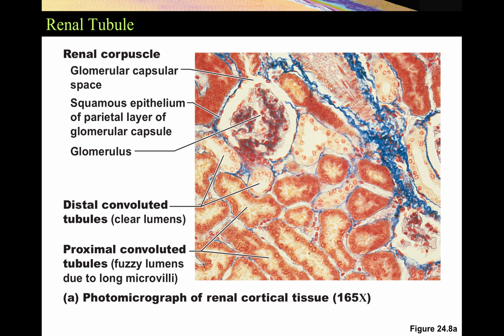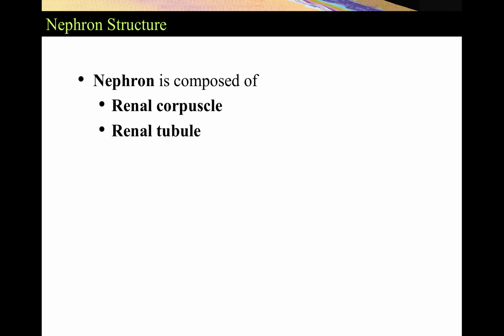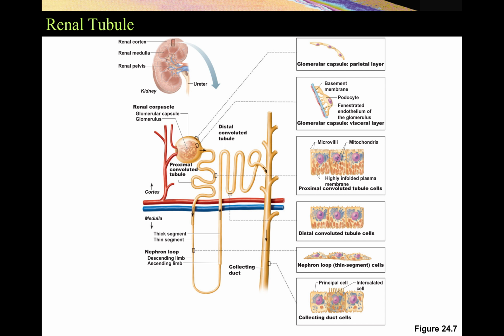Previously we discussed the main structures of the nephron, discussing that it's broken down to two main structures, which is renal corpuscle and renal tubules. If you take a look at the renal tubules, we have the proximal convoluted tubules, then you have the descending limb, the ascending limb, the distal convoluted tubules, which eventually empties into the collecting duct.